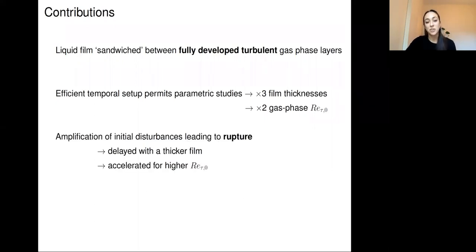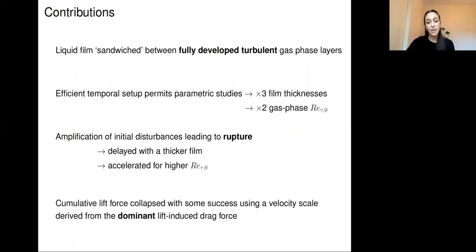So we find the amplification of initial disturbances leading to rupture is obviously delayed with the thicker film and accelerated for higher Re tau. And we were looking at cumulative lift force because, as we'd shown, we'd understood that this problem can be understood just by looking at inviscid forces. So we were looking at something we called a cumulative lift force that was permitted due to this segmented analysis. And it was collapsed with some success using a velocity scale derived from the dominant inviscid forces, here the dominant lift-induced drag force.